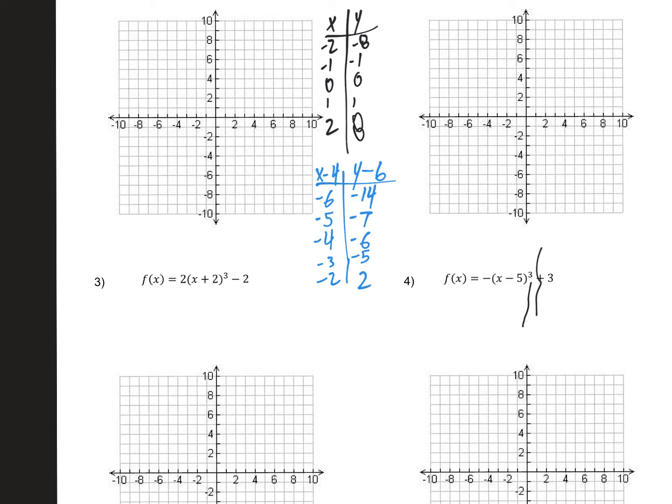Now we just graph these points, and you should see it's going to look pretty similar to what we have already seen, except it's been moved down and to the left. So (-6, -14) isn't going to fit, so we'll skip to the next one: (-5, -7), (-4, -6), (-3, -5), and (-2, 2). This piece is going up, this side's going down, and I know the -6 point sticks off, so I'll just do that. You can see it has that same curve shape, but it's definitely been moved to the left and down.